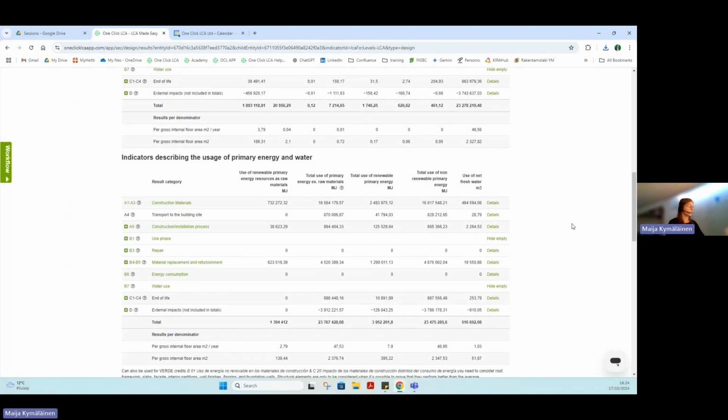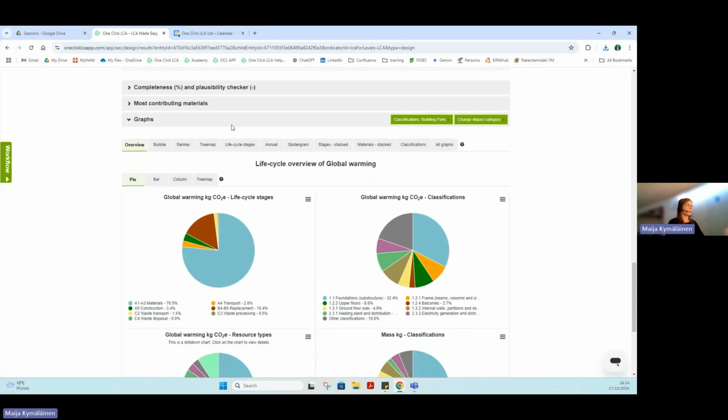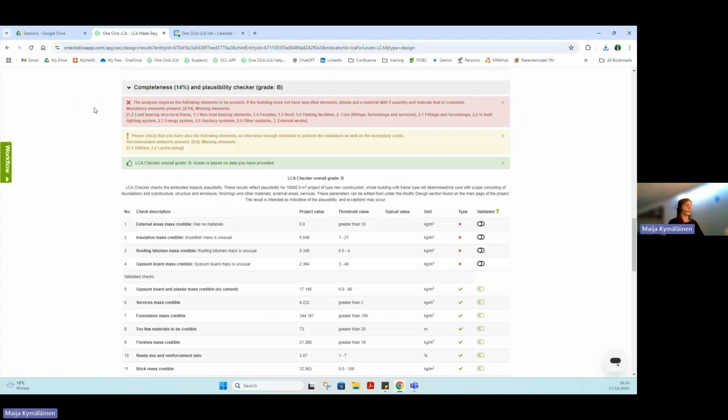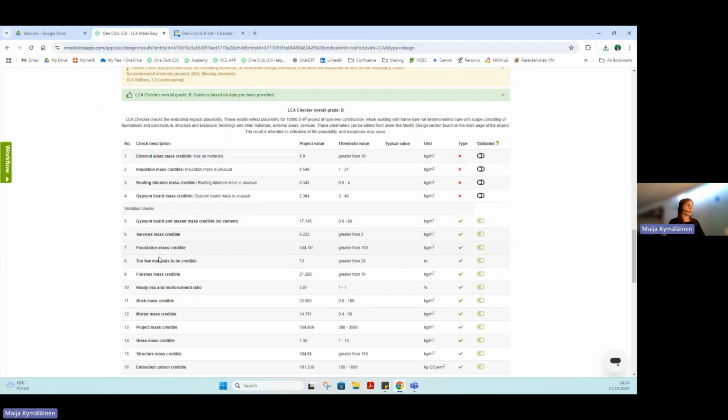Also, if you scroll down, you find these different sections. Here we have the completeness and plausibility checker. This is based on the internal data of OneClick LCA, so it has these different queries, for external areas, for example, insulation, roofing. For example, here, number 1, it flags us with a cross. It says potential error, but this is actually external areas, so it hasn't been filled in. That is why there are no materials. So it assesses the credibility of these certain queries and compares the project value against a given threshold value.